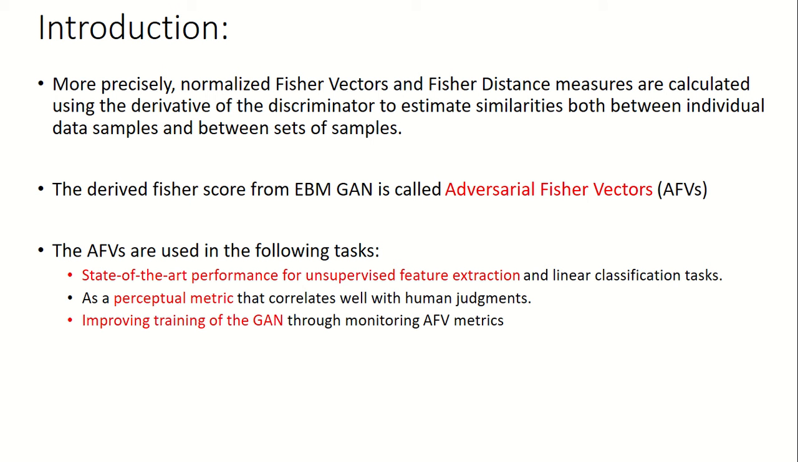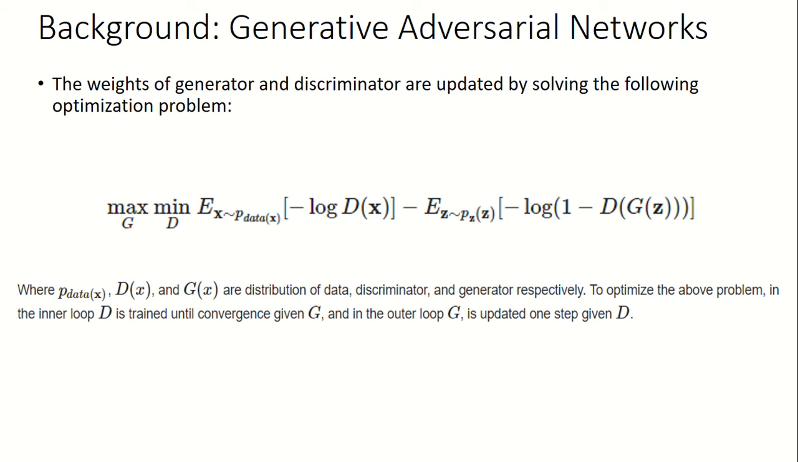And finally, they show that they can improve the training of the GAN neural network, which is a difficult task, by monitoring adversarial metrics. So let's start the background part.